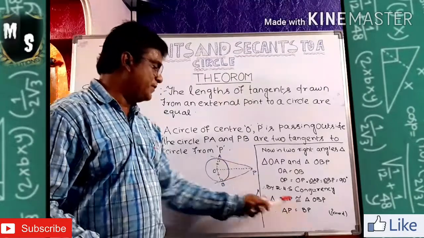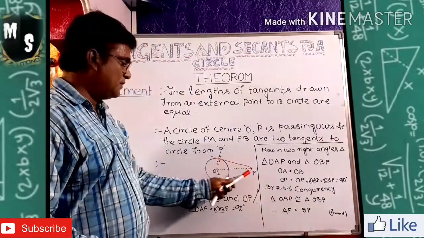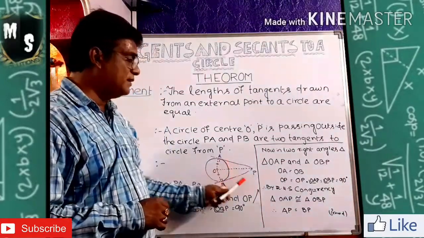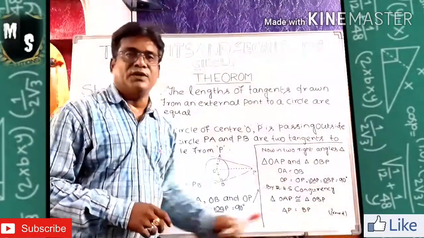I wrote here AP, and what is AP? AP is the tangent. And what is BP? BP is also a tangent. So now we prove that the two tangents are equal. Now it is proved. I hope you understood.